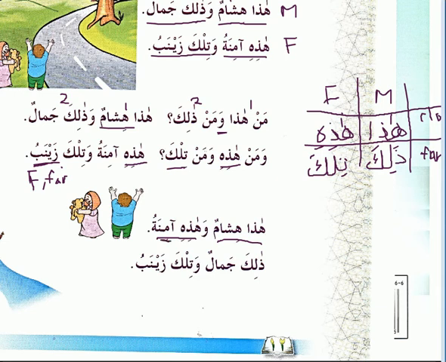Let's look at the next sentence, because these are easy. Dhalika Jamalun wa tilka Zainabu. Dhalika Jamalun wa tilka Zainabu. So in this case we have Dhalika and we have tilka. In the first one we had Hadha and Hadihi. Right, okay, I see that is Jamal and that is Zainab, right? So both of these ones are far away.